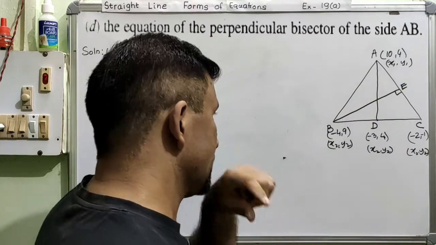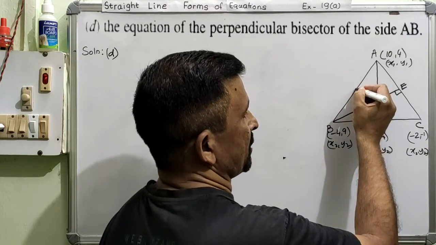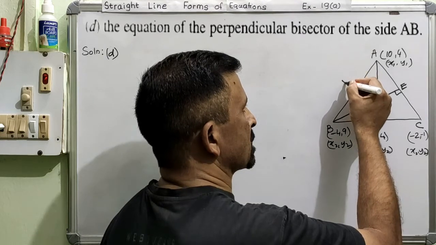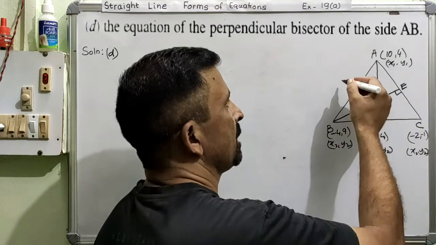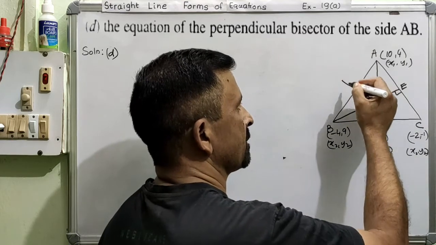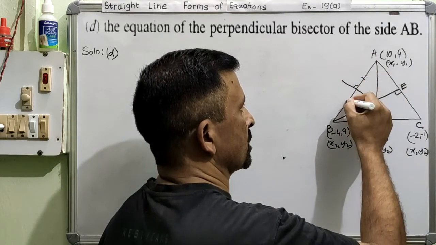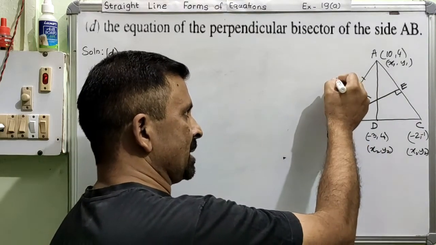Is it okay? So let me show you. This is the midpoint. Perpendicular bisector. First of all, it has to pass through the midpoint, and then this line has to be perpendicular. So this is a perpendicular bisector. This part is equal to this part. This line is called the perpendicular bisector. I will name this as L.